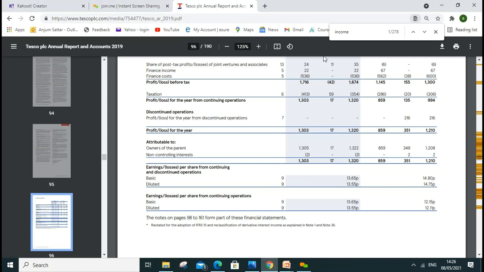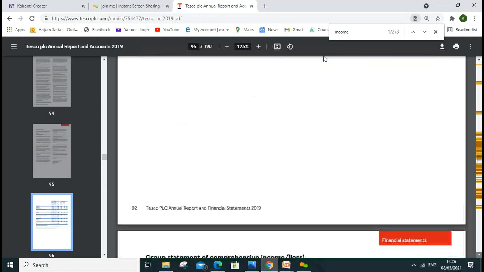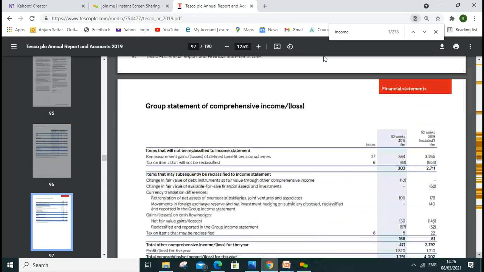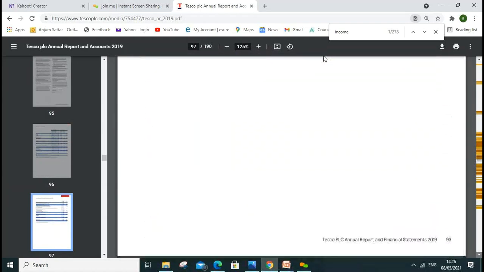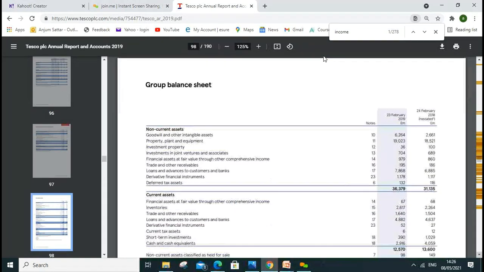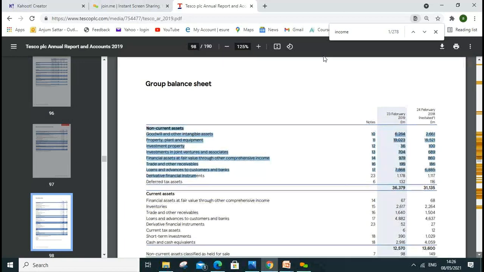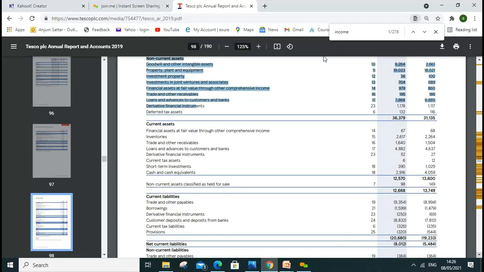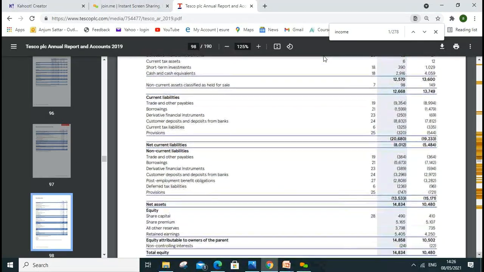Okay, so we can look around. If we go further down, we can find the balance sheet as well. We can look around the components: this is the group comprehensive income, and then the group balance sheet. We can look at the non-current assets, which we use for the long term, and current assets for the short term, with the carrying value, and current liabilities.